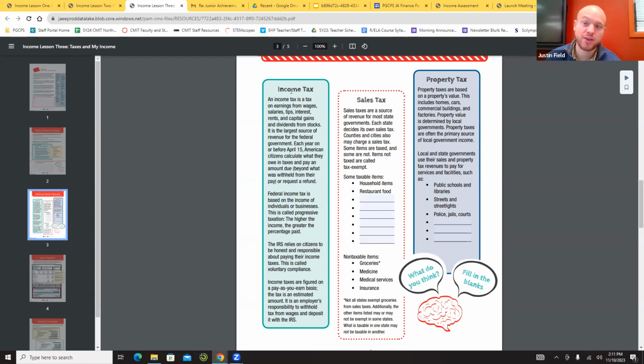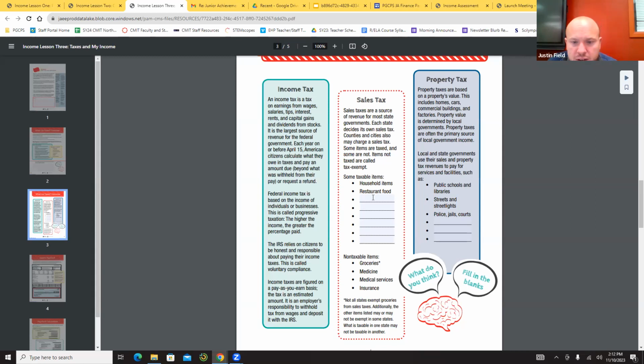Sales tax, which you have also paid. Sales taxes are a source of revenue for most state governments. Each state decides its own sales tax. Delaware has none. Yeah, we know that. Counties and cities also may charge a sales tax. Some items are taxed and some are not. Items not taxed are called tax exempt. Some taxable items are household items, restaurant food.